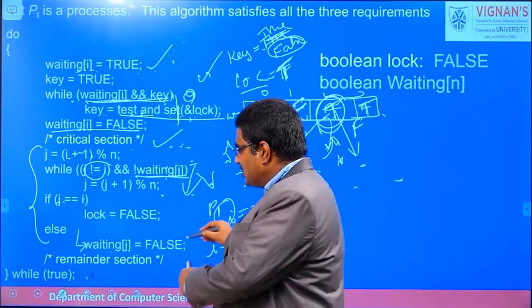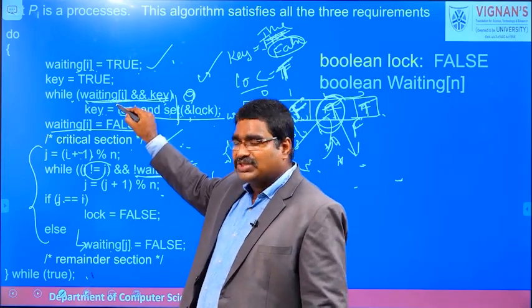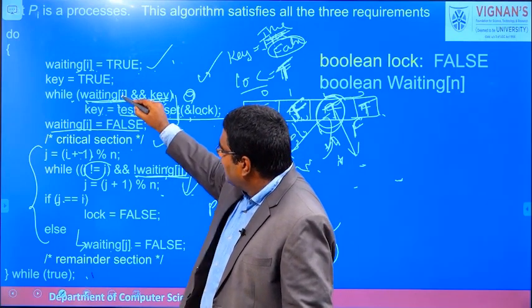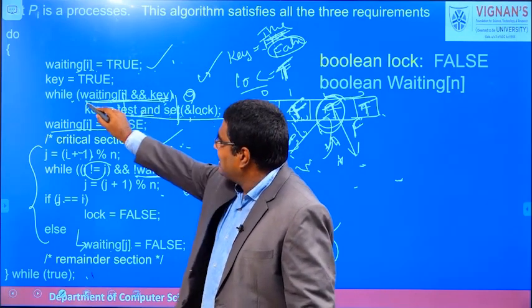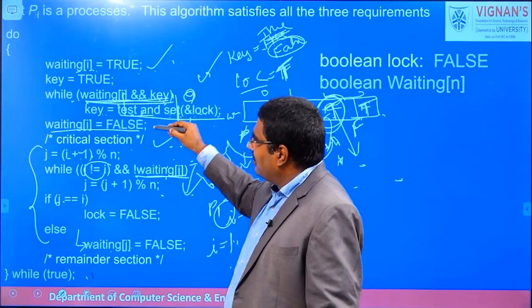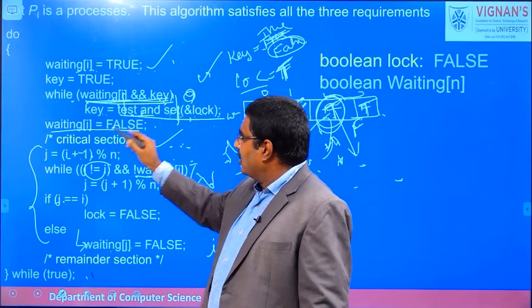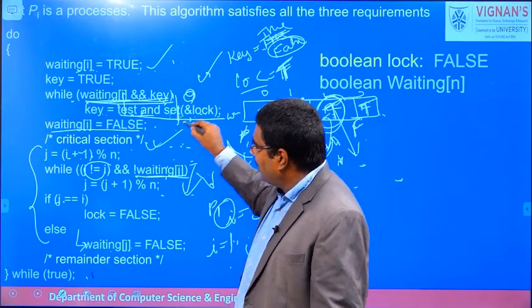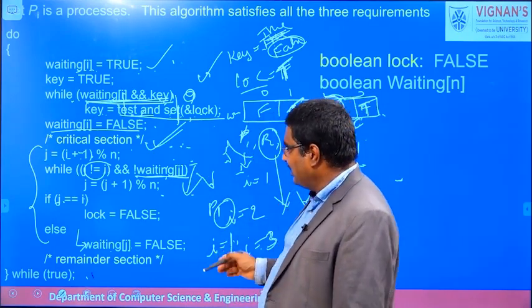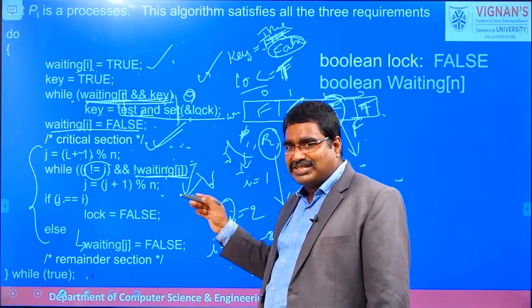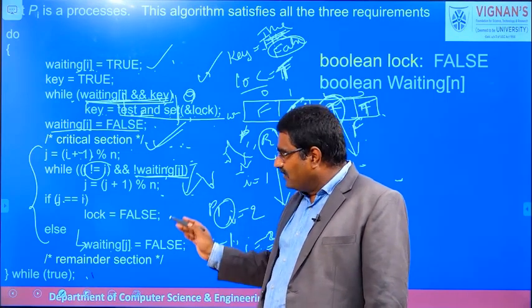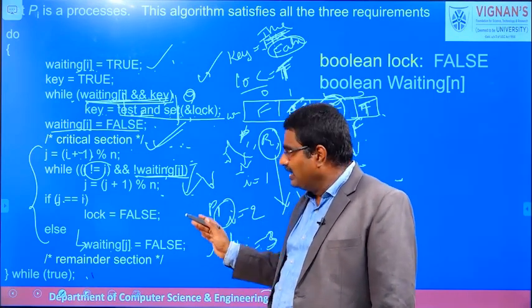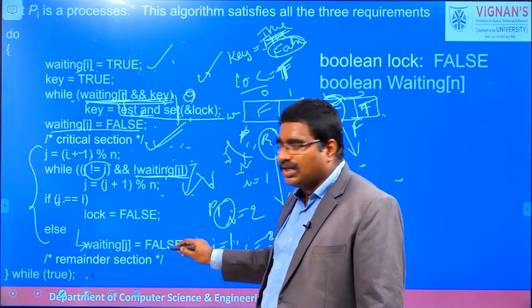If the P1 process modifies waiting[2] to false, then automatically P2 terminates this while loop, because this entire condition is false. It comes out of the while loop. Then automatically waiting[2] is assigned false, and it is allowed to enter into the critical section. So automatically what is the advantage? If the P1 process has completed the critical section, it verifies if the P2 process is waiting, and directly modifies waiting[2] to false.